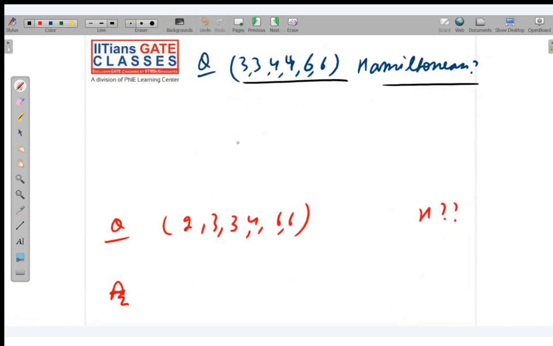This is given. Is it Hamiltonian or not? 1, 2, 3, 4, 5, 6, 6. So 6 by 2, that means 3. So every vertex is of degree greater than or equal to 3. 100% Hamiltonian.